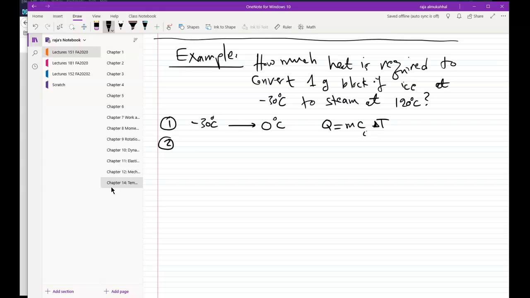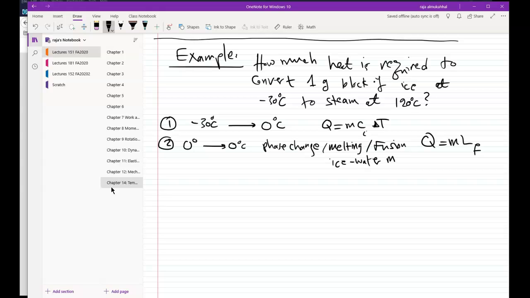The second one is from 0 degrees to 0 degrees. This is a phase change. And in this case, since it is 0 to 0, that is melting. Okay, I'm doing melting here, or fusion, right? All these words, same thing. So that means Q in this case is going to be mL sub F. You see what I'm saying? Because when we say melting or phase change, here I have an ice, water mixture at 0 degrees. You see what I'm saying?